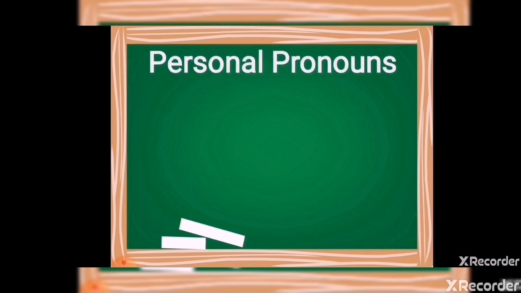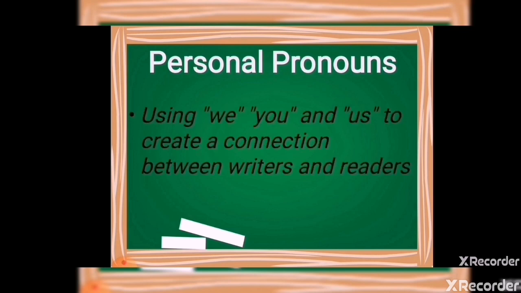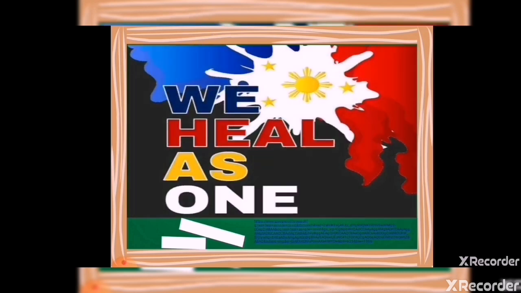Let's proceed with the next one. Personal pronouns. In persuasive writing, we should talk to the reader, and we can do this using personal pronouns such as you, your, us, we, as well as words typed together. Involving the reader creates a connection between the writer and readers. It makes the issue more personal and more important to the reader. Here are some examples of involving the reader using personal pronouns. We heal as one. For this example, the writer used the personal pronoun we, indicating that the reader is involved in healing the country from COVID-19.